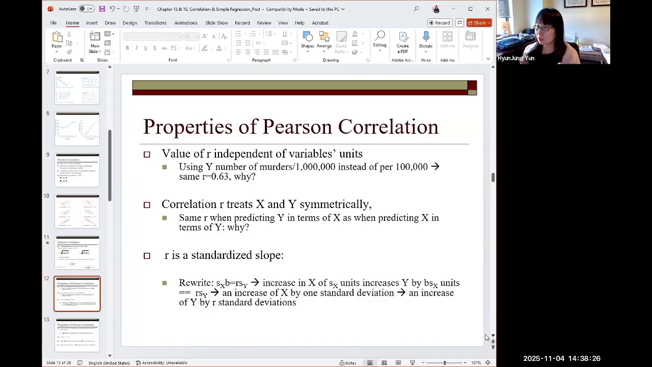But the important part of understanding the Pearson correlation value is that it is a standardized slope, which is really different from the slope of the regression model. So just remember that the correlation value is a standardized slope. But when we actually come down to interpretation, it's quite cumbersome.